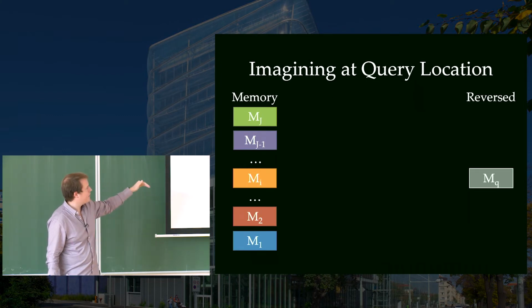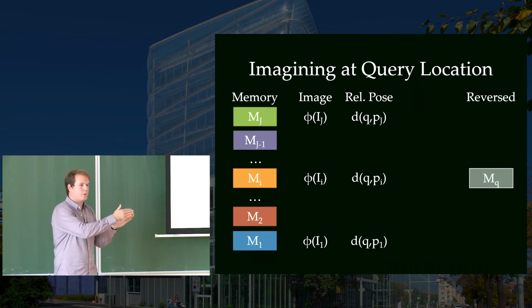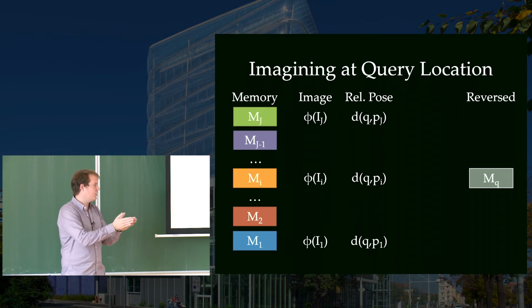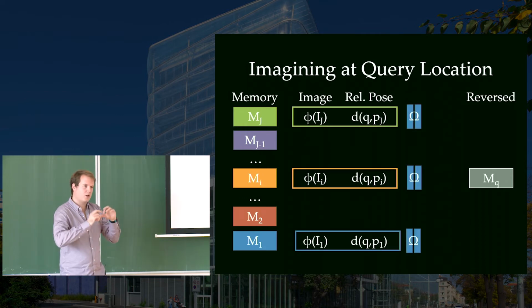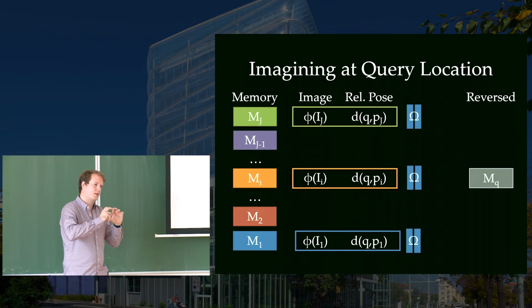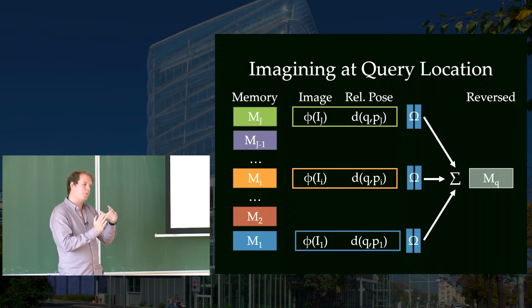So we have our memories, and we have the image which corresponds to these memories, and we have the relative pose. So we're trying to imagine at the query location Q, what does it look like. And so you can basically produce a feature which says, for every single memory in my path, what's the relative pose? So what's the relative angle and the relative location? And these are just a feature. And then you can train a neural network that will take these features and will produce another feature vector so that when you sum them all up, this produces a final, imagined memory.